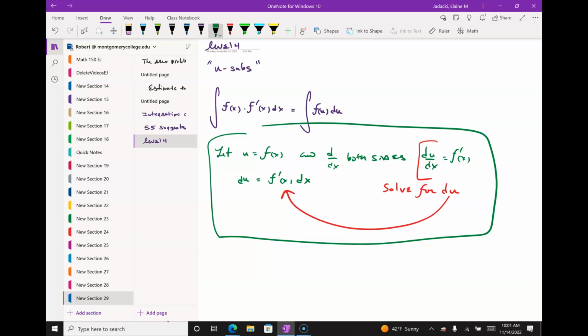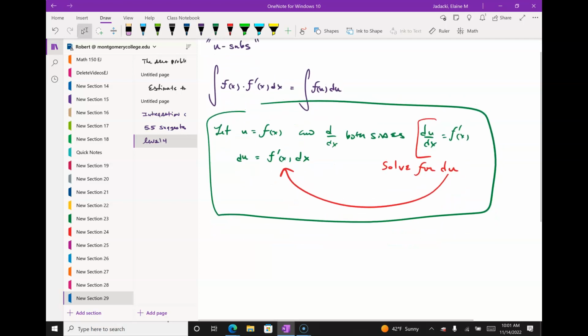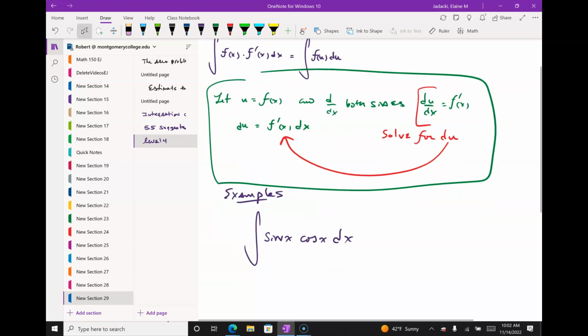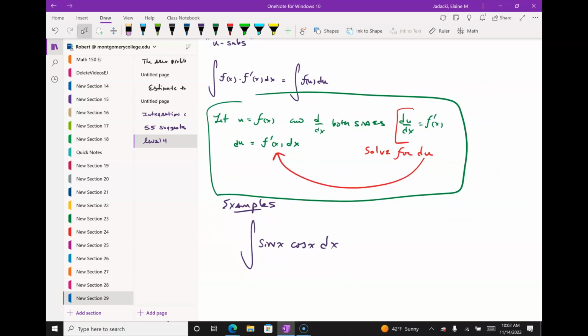All right, let's do one of these, okay? The integral of sine x cos x dx. Well, I'm setting you up for this level, right? I'm setting you up so that you should be able to see a function and its derivative, right? So which one is the function, which one is the derivative?